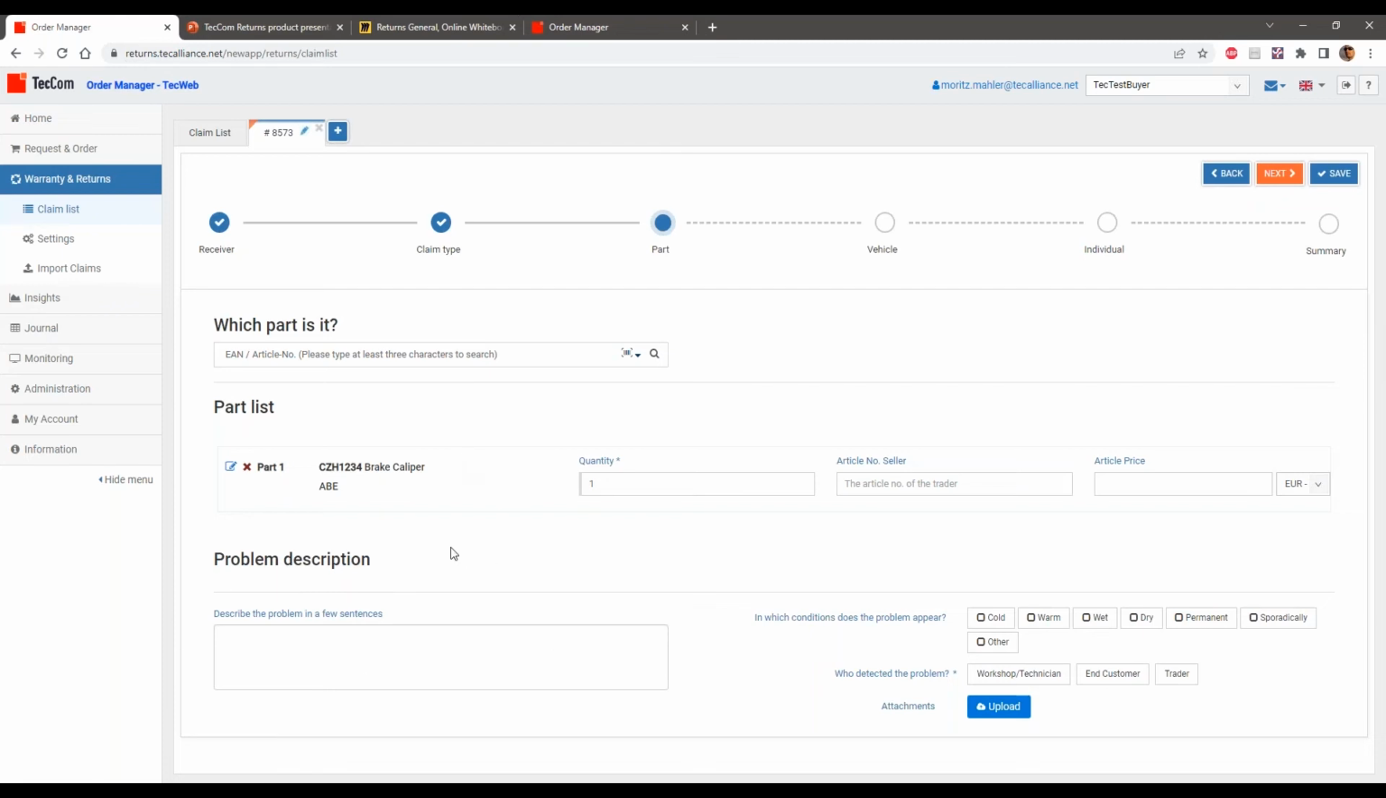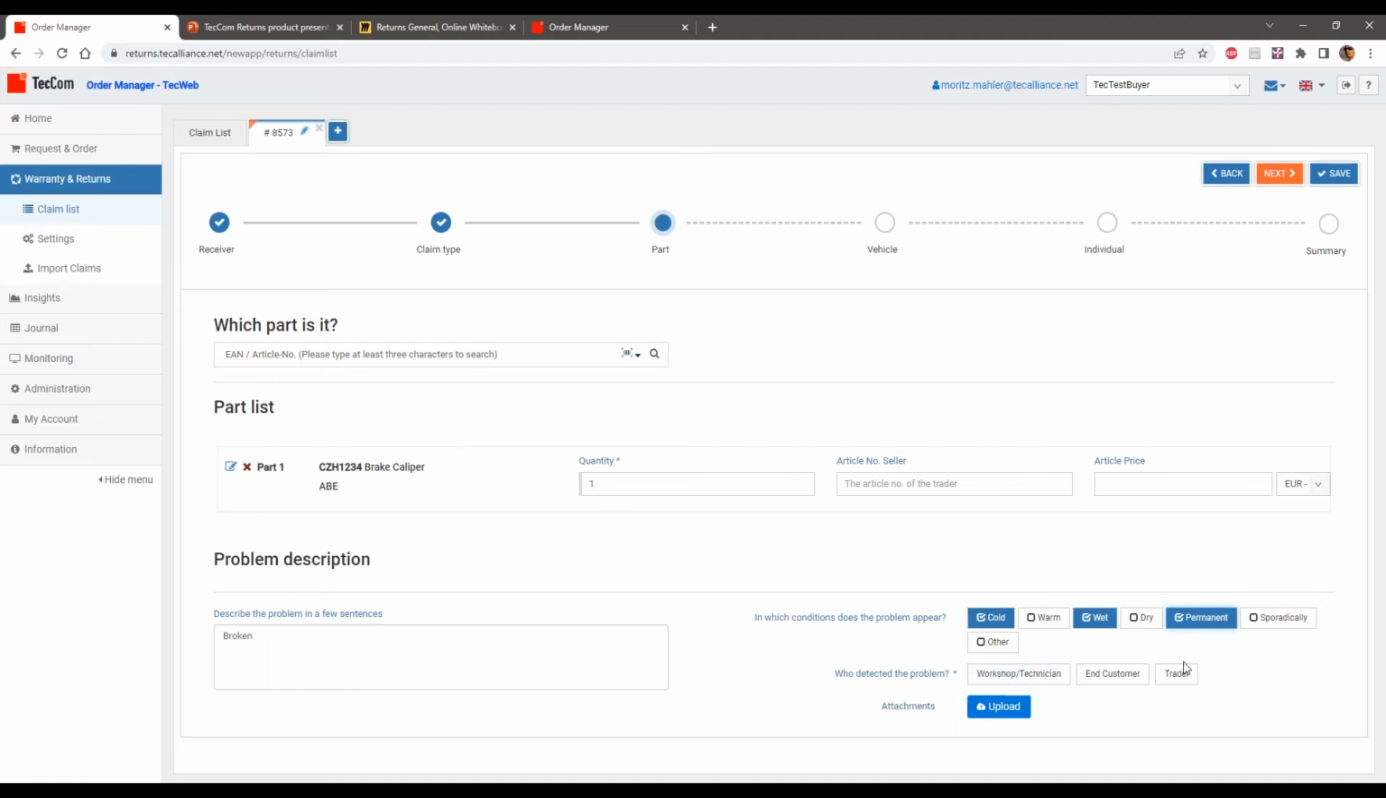So, problem description. I think this is the most important field, but we never talk about it. So it's like always broken. In which condition does the problem appear? This is a typical field which you can hide or which you can make mandatory if you need it. So we have more possibilities here.